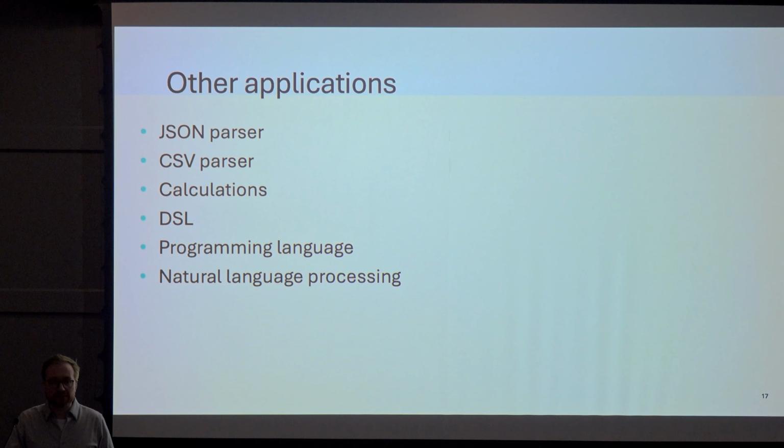Lark has a lot of examples on their website. It can parse JSON. It has a parser for CSV in the examples. Or it can do calculations. Or you can go and design a full-fledged Turing-complete programming language using Lark alone. You can, in theory, do some natural language processing, but it's probably not the right tool, right?